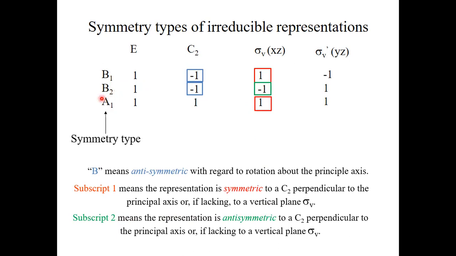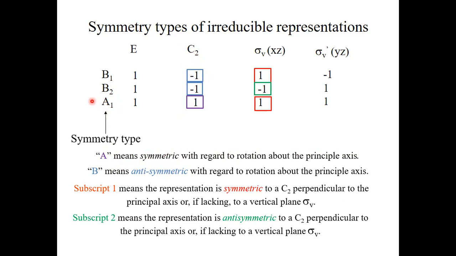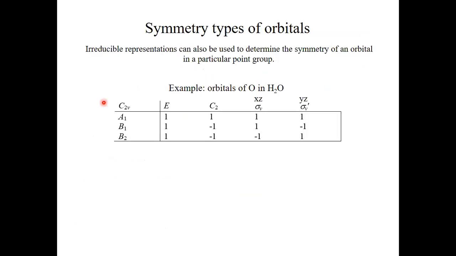All right, then we have not explained what this A means. Well, this A means just that we have a situation which is symmetric with regard to rotation of the principal axis. Remember, B means antisymmetric. Antisymmetric means where the character in the irreducible representation is -1, and where the character is +1, then we have a symmetric situation. For that reason, the irreducible representation associated with the z-axis is of A1 type. Okay.